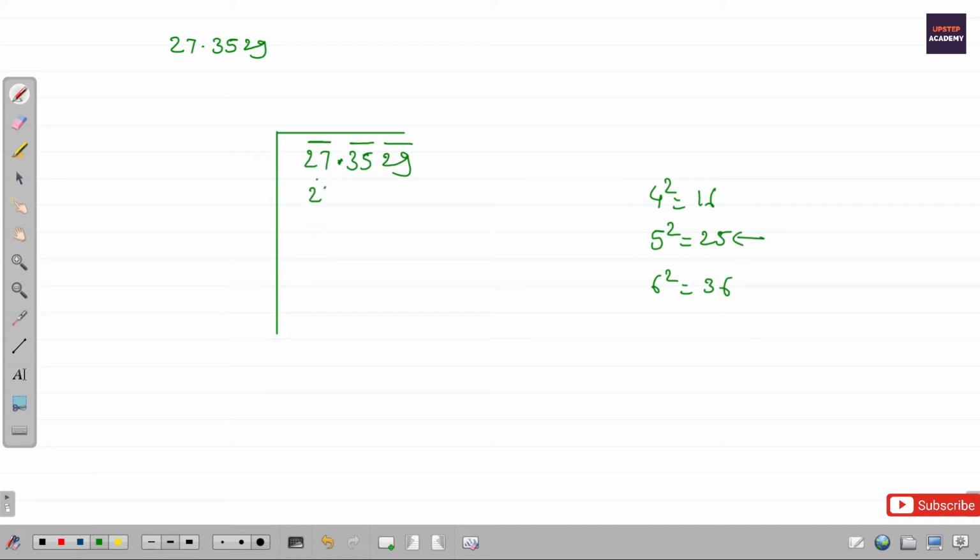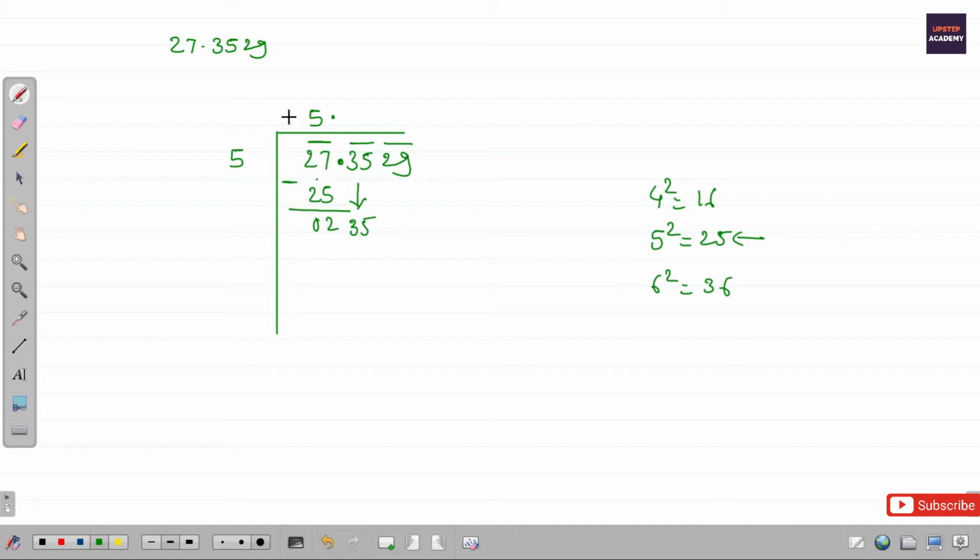So 25 we will write, as 25 is the square of 5. We will write 5 here, and 5 here too. Okay, so we will do simple subtraction over here. So 27 minus 25 is 2. The next group comes down, which is 35. As we just have crossed this decimal point, we will keep the decimal point over here too.